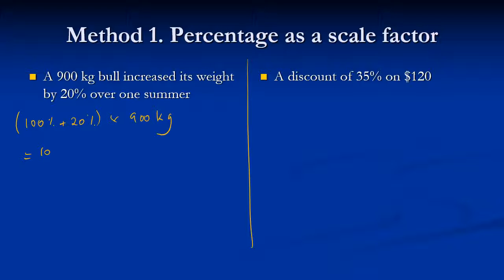1,080 kg. Now, if I want to have a look at a discount, that's a reduction in percentage. So we're saying 100% minus 35% now is going to be multiplied by $120. So let's have a look there. What we're really saying is 65% of $120, and that should give us $78.